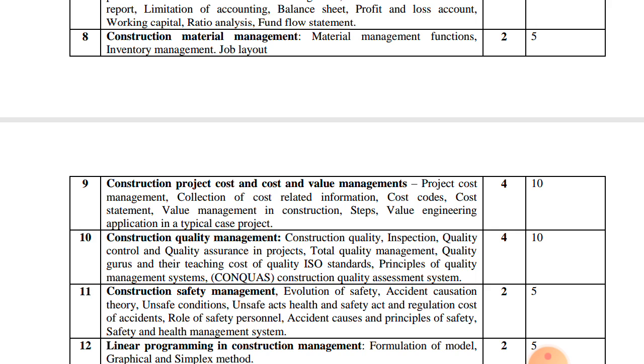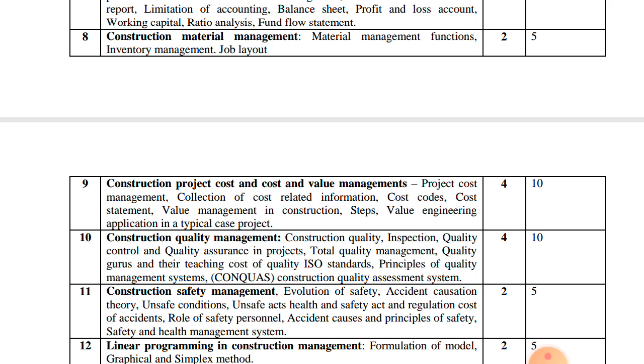Now chapter number 9 is construction project cost and valuation management, value management. In this chapter we discuss project cost management, collection of cost-related information, cost code, cost statement, value management in construction, and value engineering application in a typical case project. Here, one question is asked in the GTU examination, and sometimes two questions, of 3 marks and 4 marks.